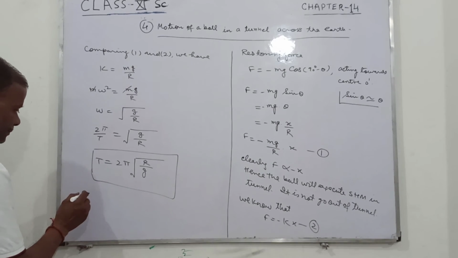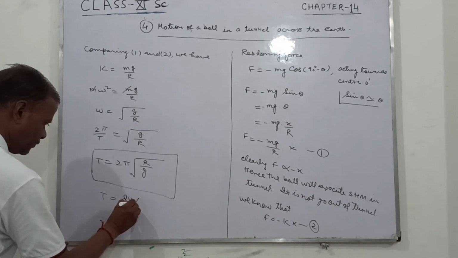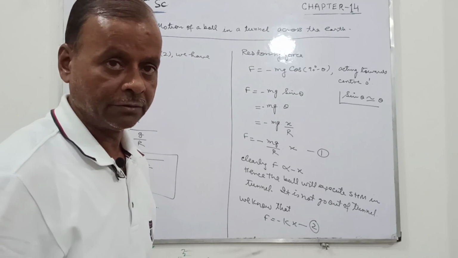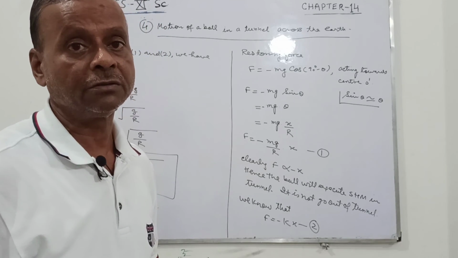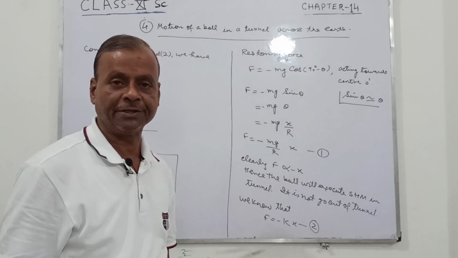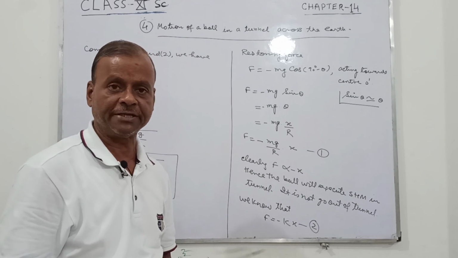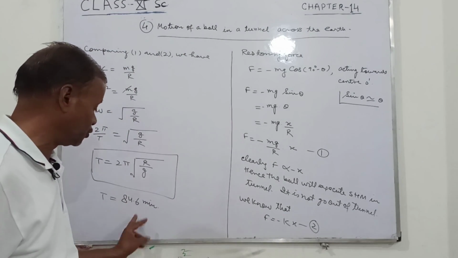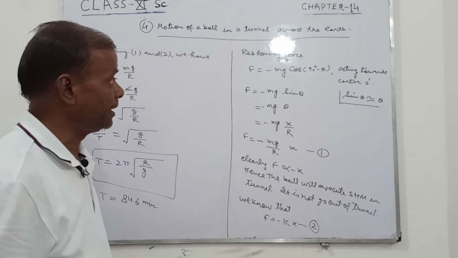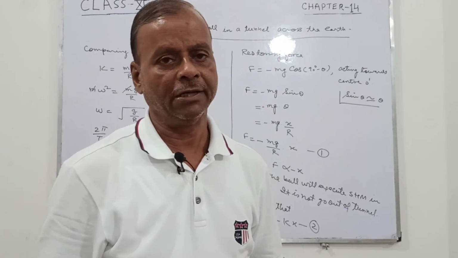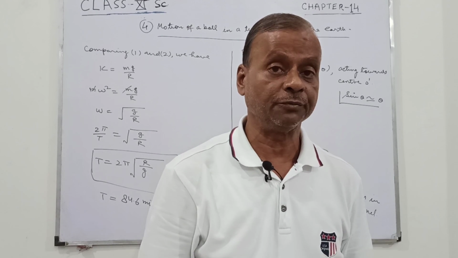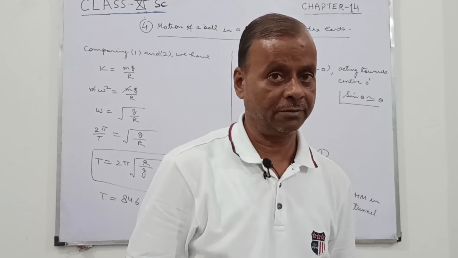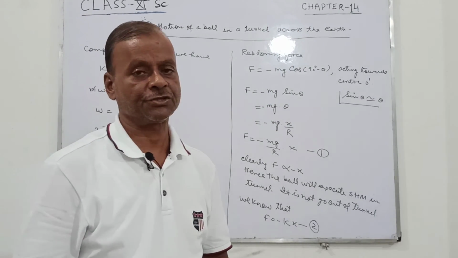And you can see that this T is equal to 84.6 minutes. It means that if the ball is dropped in the tunnel, then the time period will be 84.6 minutes. So it will complete one cycle in 84.6 minutes. I have shown you a tunnel which does not pass through the center of the earth, and even for the one that passes through the center of the earth, the value of T will come out to be the same. So if there is a tunnel across the earth and a ball is dropped in the tunnel, then it will not go out of the tunnel, but it will execute SHM, and the motion of the ball will continue with a time period of 84.6 minutes.